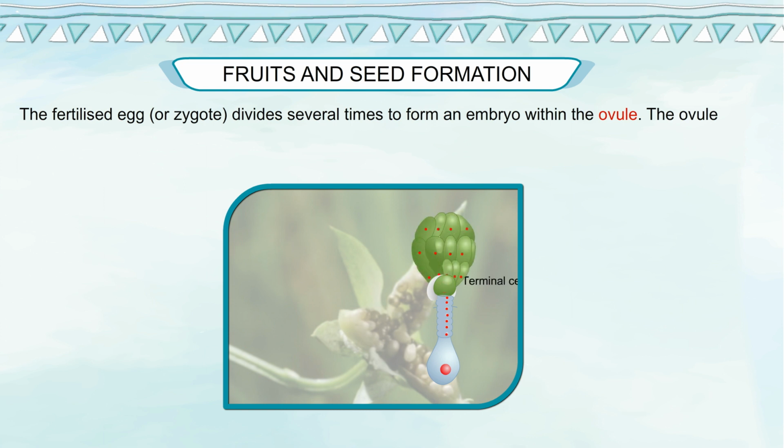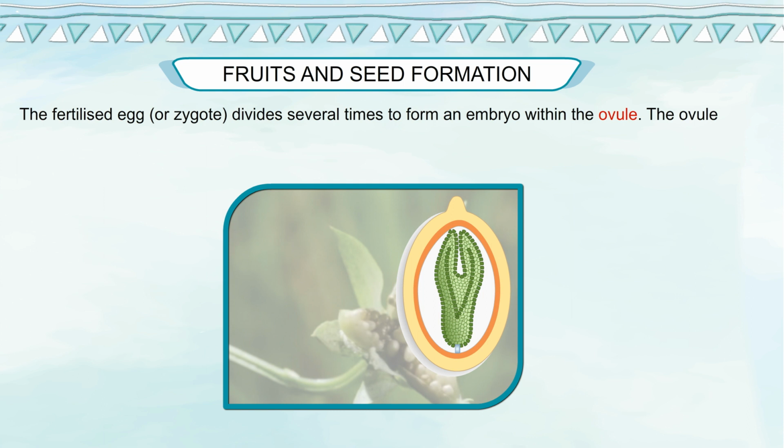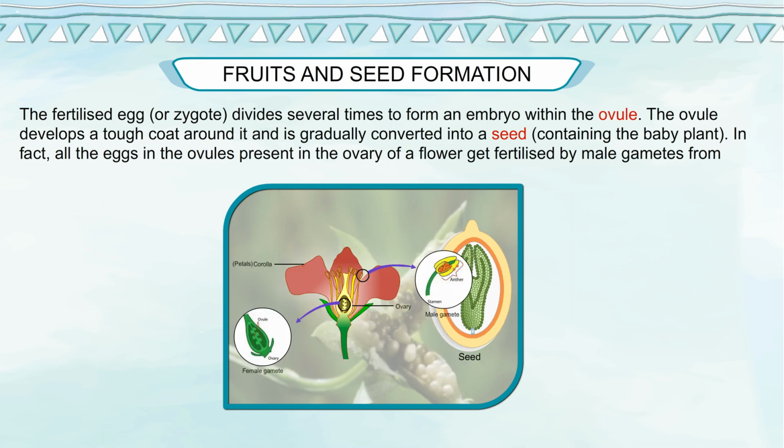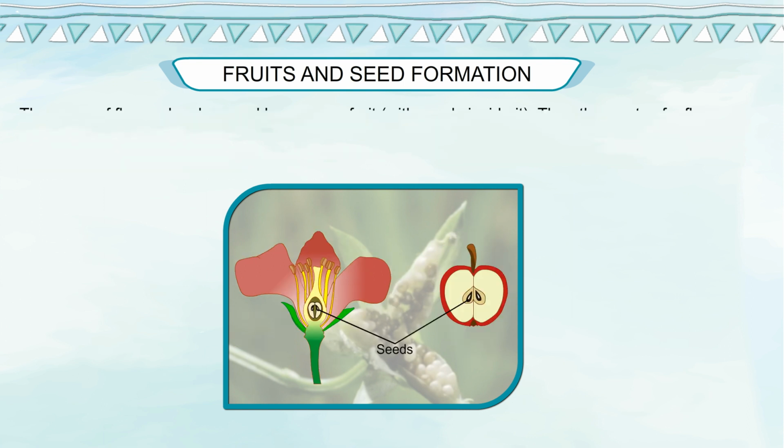The fertilized egg or zygote divides several times to form an embryo within the ovule. The ovule develops a tough coat around it and is gradually converted into a seed containing the baby plant. In fact, all the eggs in the ovules present in the ovary of a flower get fertilized by male gametes from pollen grains and grow to become seeds.